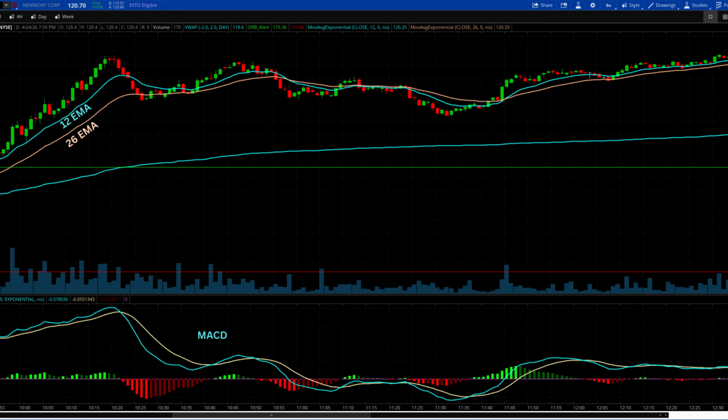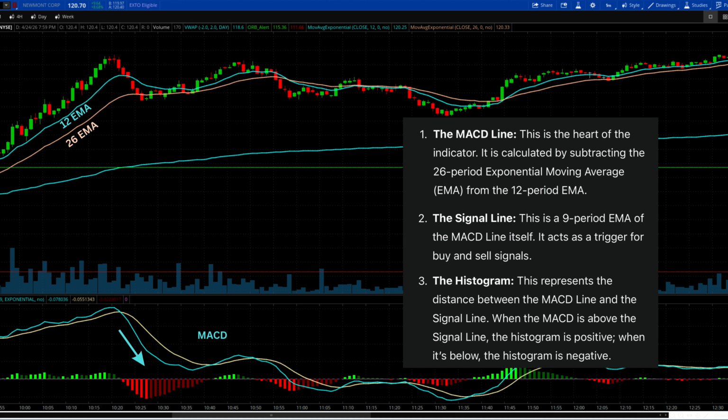The three components of MACD. The indicator is typically displayed in a subchart beneath the price action and consists of three elements. 1. The MACD line. This is the heart of the indicator. It is calculated by subtracting the 26-period exponential moving average, EMA, from the 12-period EMA.